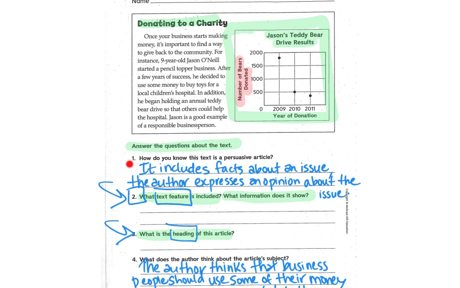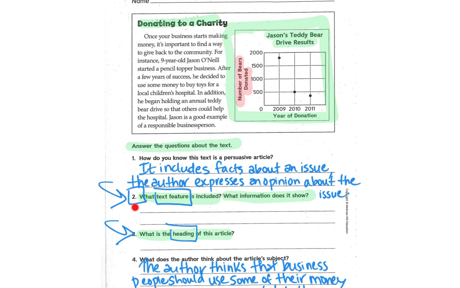I have given you the answer for number 1. Please copy this answer into your packet as well. I have also given you the answer for number 4 that says, what does the author think about the article's subject? The author thinks that business people should use some of their money to help the community. So boys and girls, please make sure that you copy these 2 answers that I've provided for you.